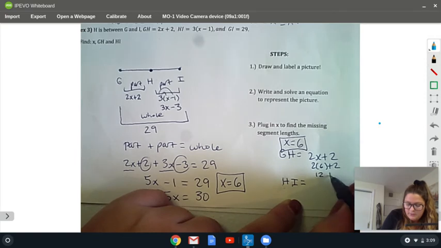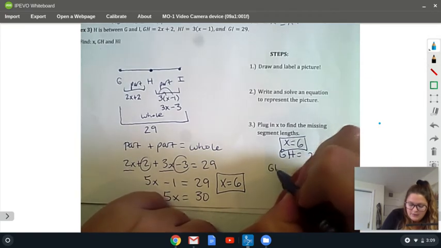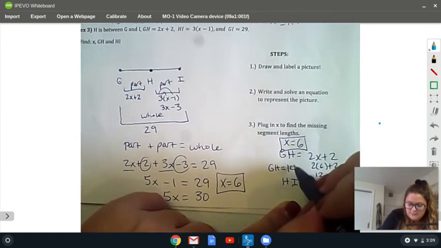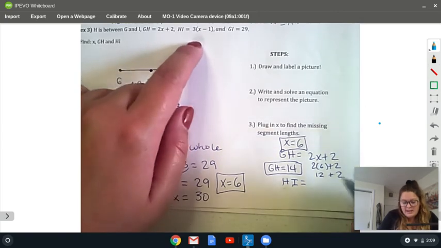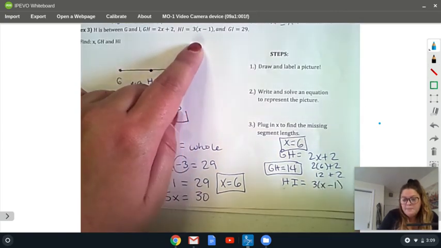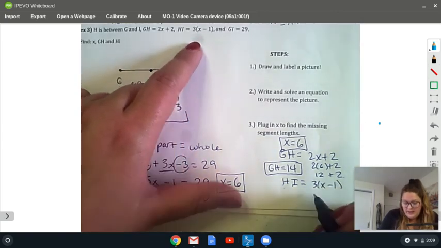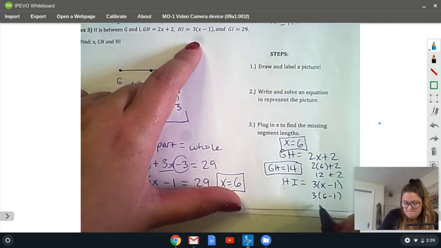So that's 12 plus 2. So that means that GH is 14. Now there's 2 ways you can find HI. You can look up here and see that HI is 3 times x minus 1, and you can go ahead and plug in that 6 again. 3 times 5 is 15.